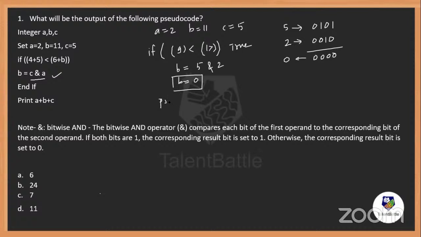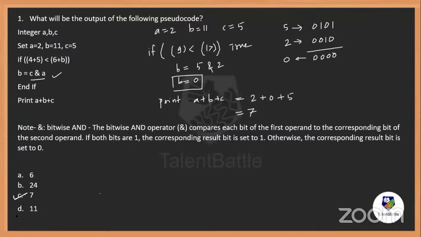Now we have to print the final values, that is A plus B plus C. A value is not changed, so that is 2, plus B value has changed, that is 0, plus C value is 5. So the answer will be 7. So the final answer will be option C, 7.